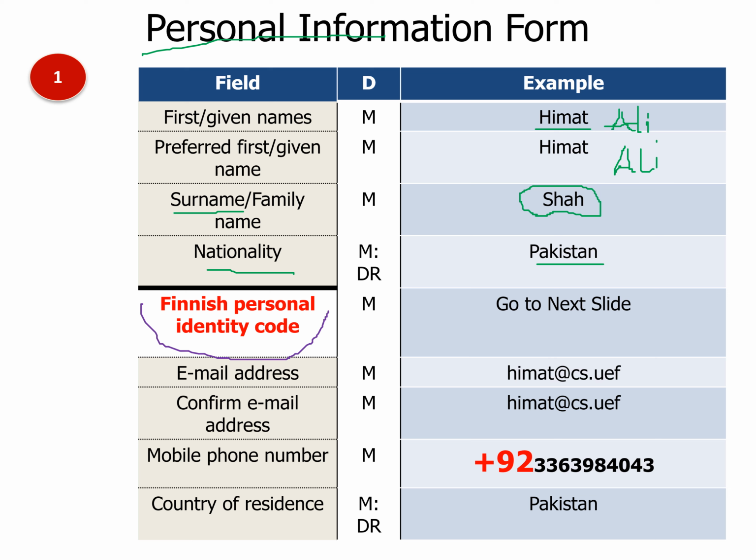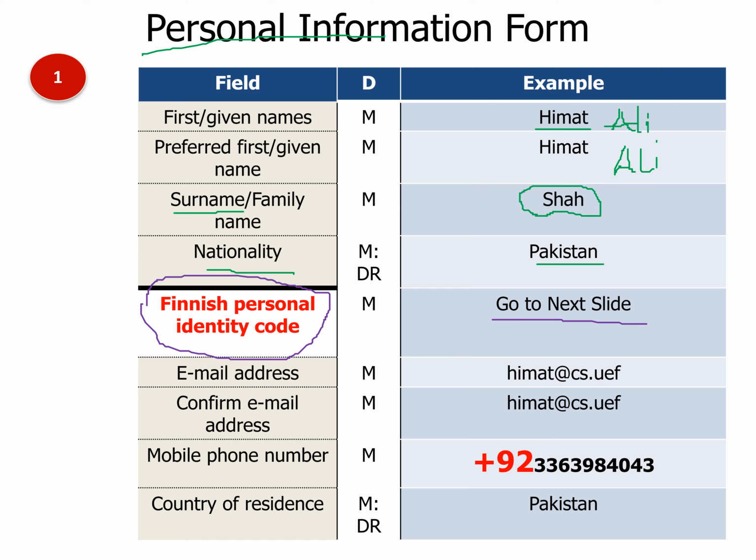Next is a very important question, which is the Finnish identity code. You don't have a Finnish identity code because you are not living in Finland. The Finnish identity code is given to those who are already living in Finland. So if you are applying from abroad, you don't have one. So please choose no. Once you select no, then a second window appears where you have to fill in different forms. I will show you in the next slide.